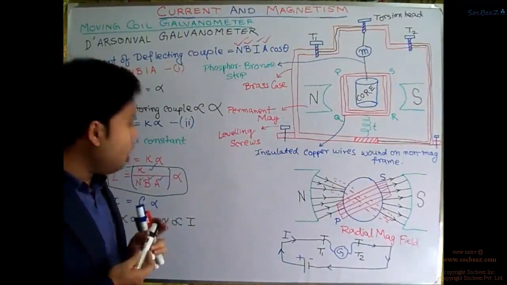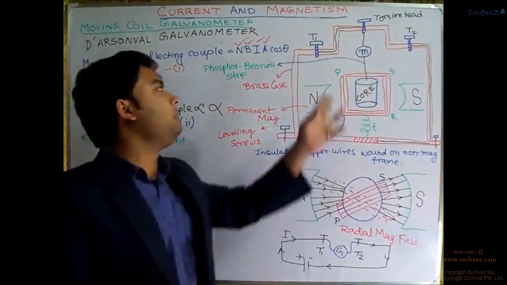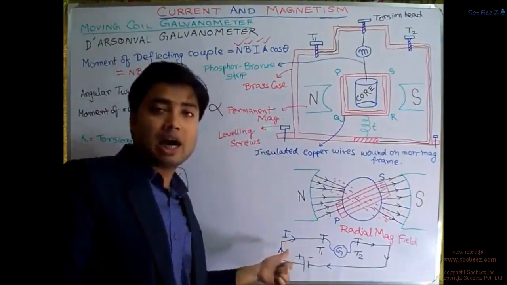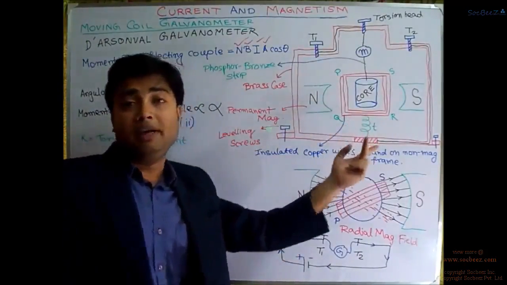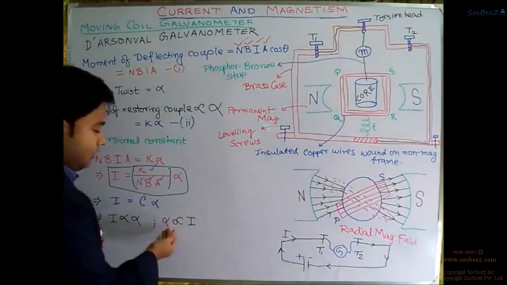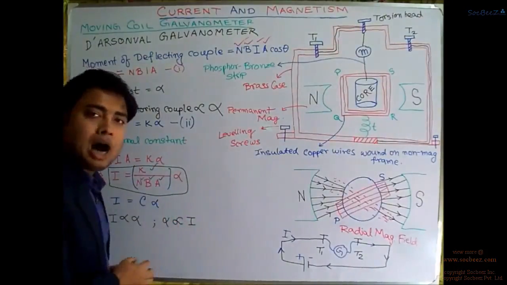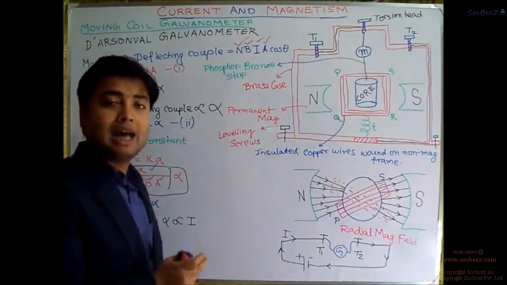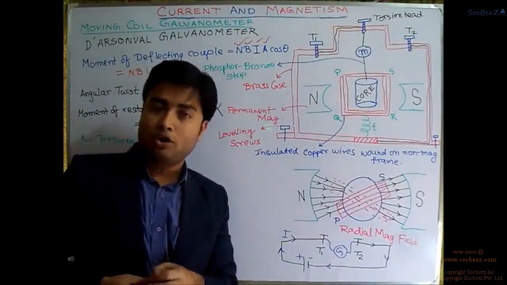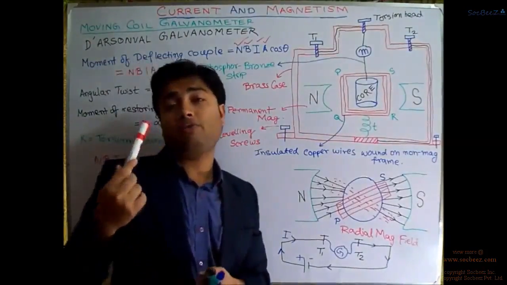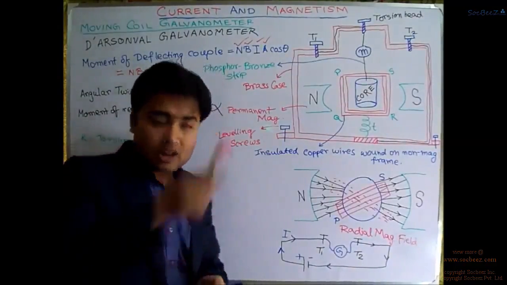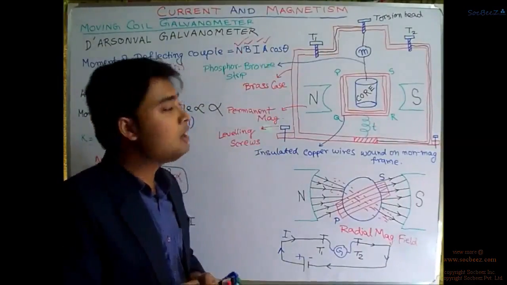Right? So if we are going to increase the current on the current lead, if we increase this I, the angular twist will be greater. And the relation is such that alpha will be directly proportional to I, which means that it will be a linearly calibrated one. If we increase I by, say for example, 2, alpha will be increased likewise. Okay, so there will be a linear scale, right?